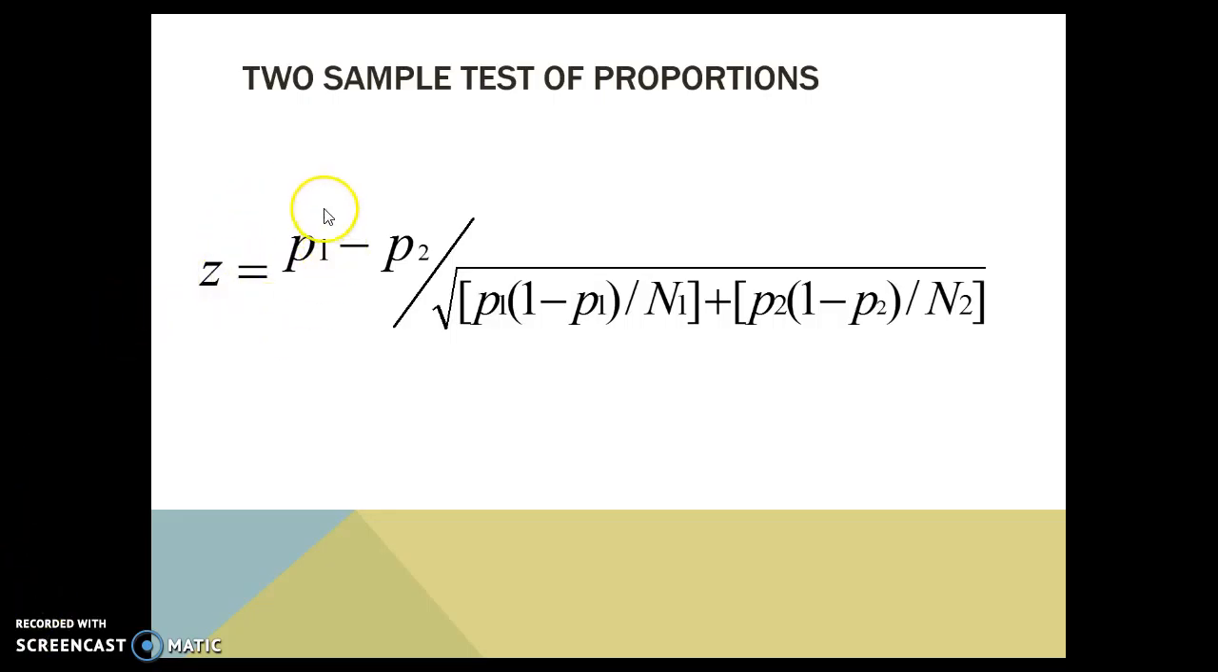So we still have one group minus the other. We still have this p1 minus p2 divided by n. So we've seen this before, and then we're adding both groups together. So it's really similar to a pooled t-test.